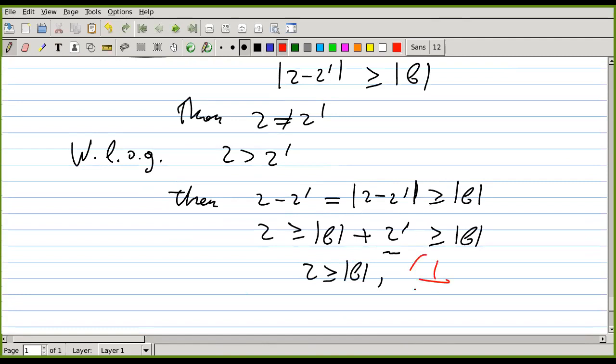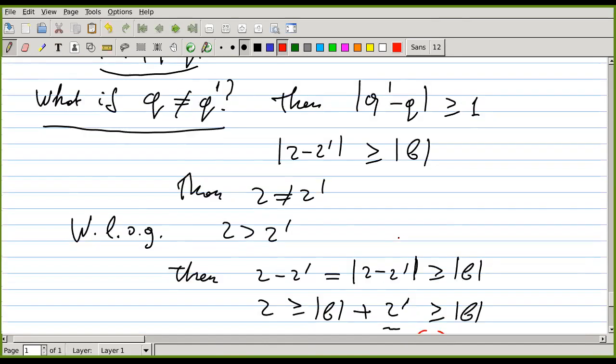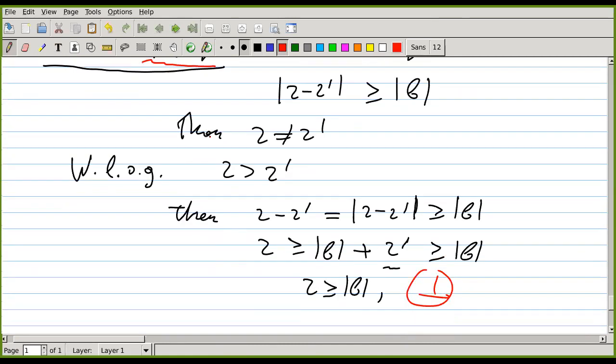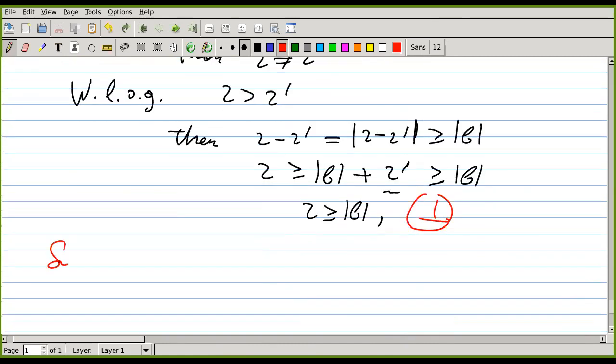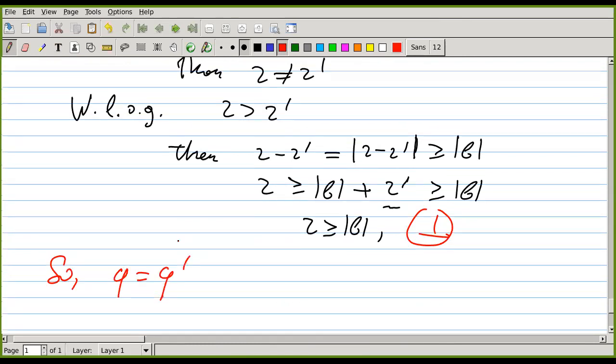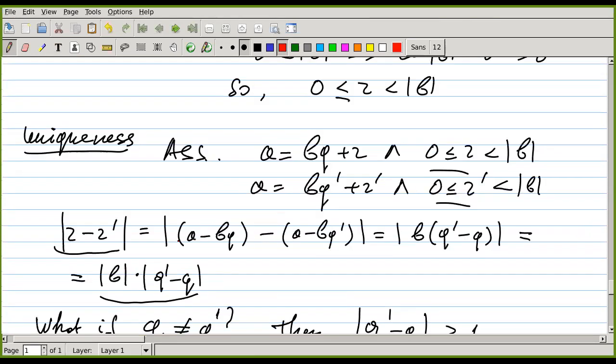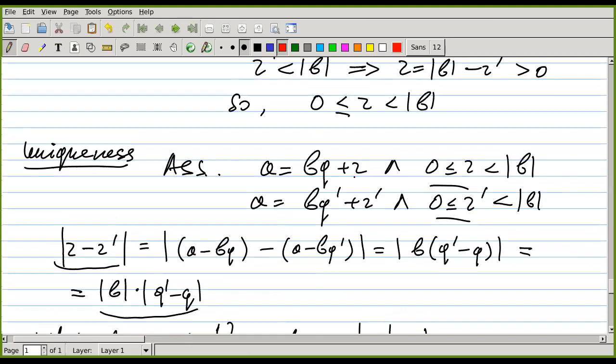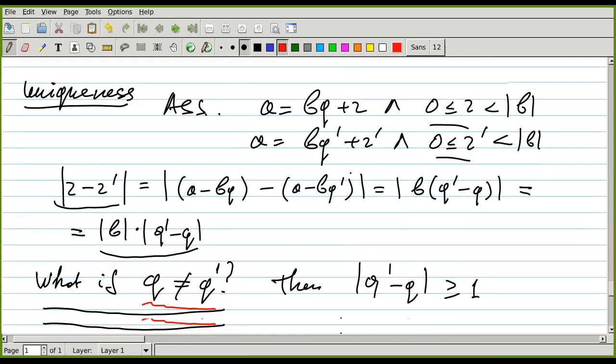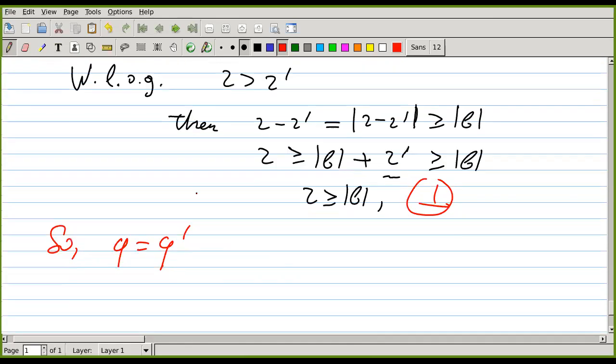We have assumed that Q differs from Q prime. Then we will have obtained a contradiction. So in fact, Q equals Q prime, and of course, R is uniquely determined by Q. So then R equals R prime. Is it clear? Yes.